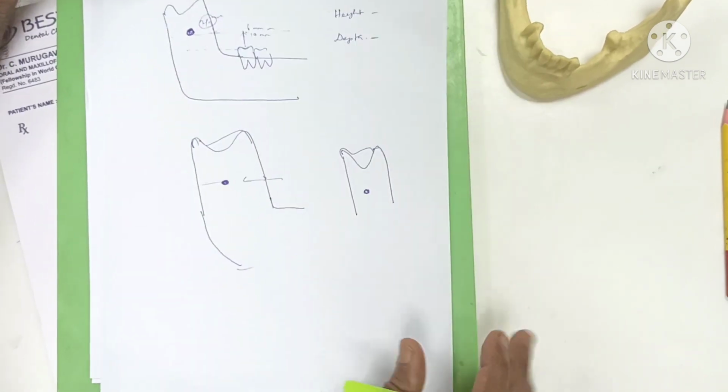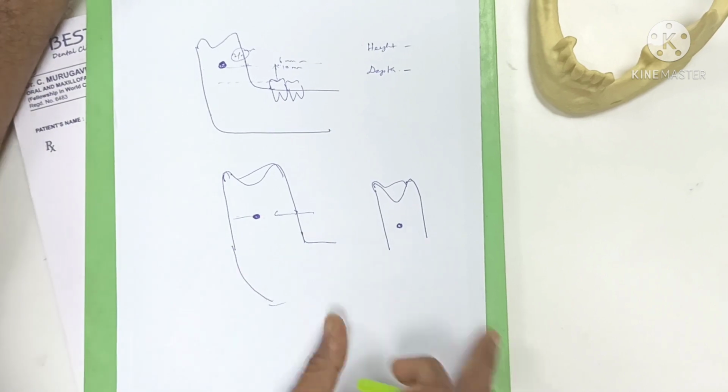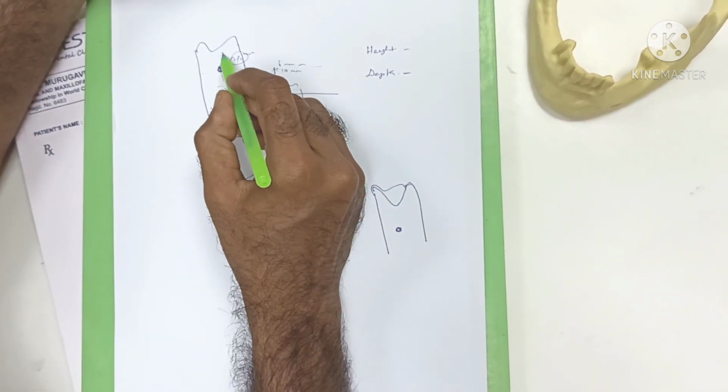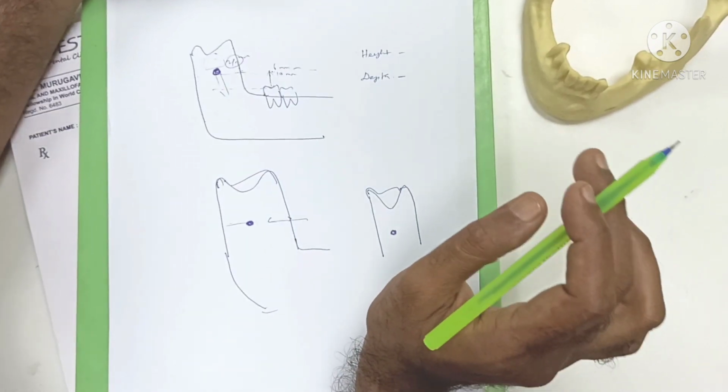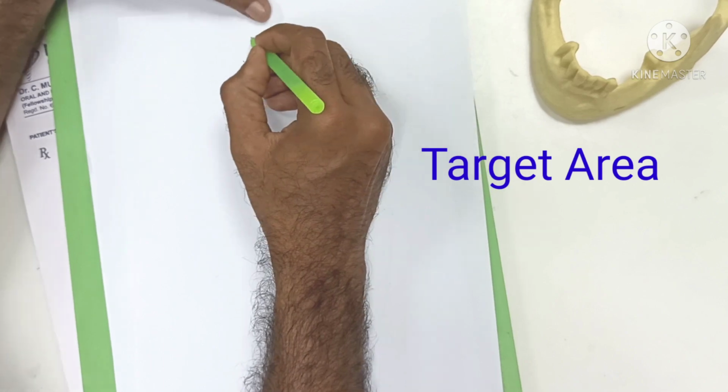Okay, so there are two main things. One is height, the second one is the depth. So our target is to deposit the solution here above the foramen. Okay, so what is the target area?